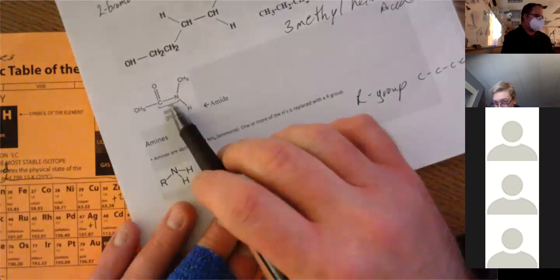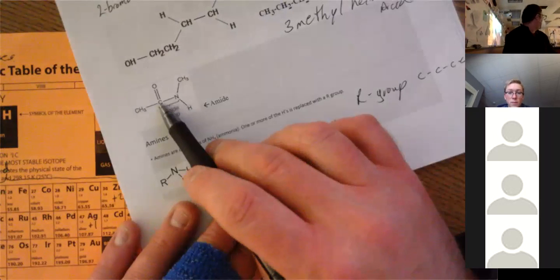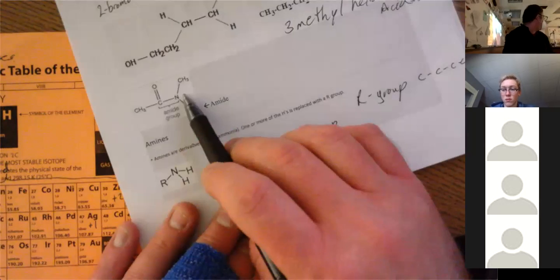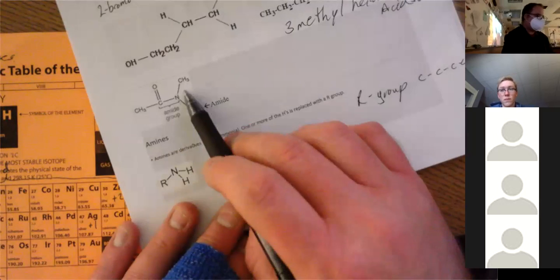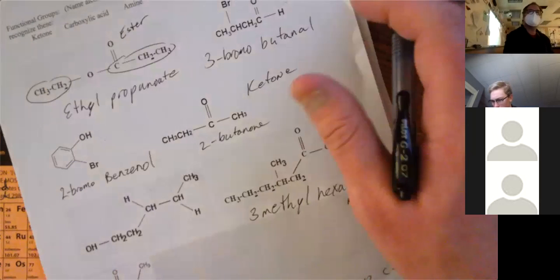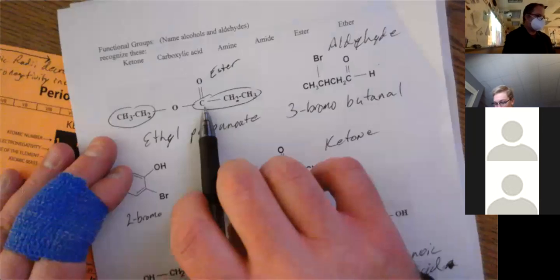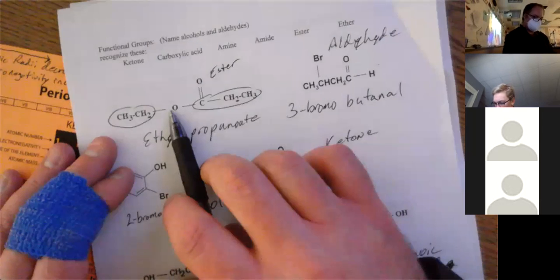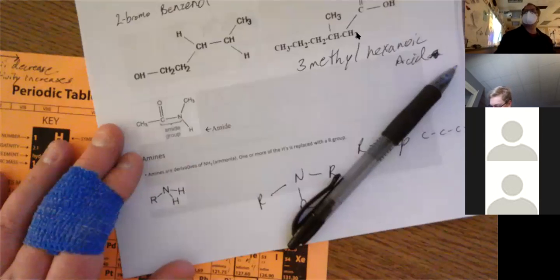Yep. So the amide is, think of it like an ester. You have a double bonded O and an O here. But if that O is instead an N, then it's an amide. Like imagine this one right here. If instead of that O right there, we had an N, that would be an amide.